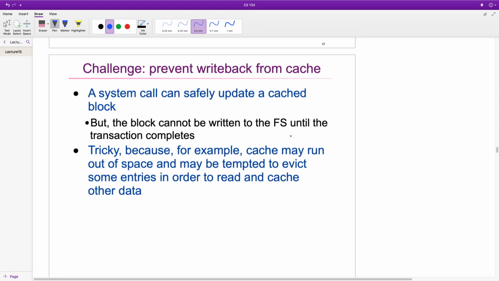If the cache runs out of space, we saw it's going to just go find someone to evict. And so the rule that we use in XV6 is the cache can't evict dirty blocks. Anytime we are writing to a block in this transaction, we mark it as dirty, and the logging system is responsible for getting it to disk. We do not rely on the cache for getting it to disk.